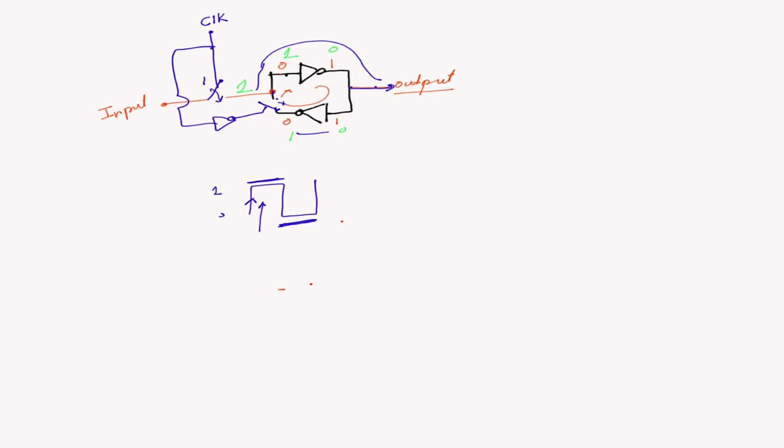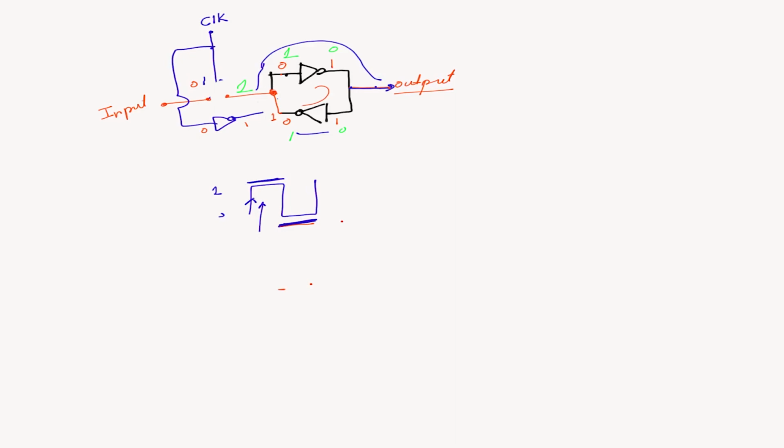Let's see what happens when the clock is 0. When clock is 0, this turns off. And when this is 0, this is 1, this is on. Now we have this thing completely disconnected, and we have this thing connected. So now it acts as a storage element. Whatever the last information that we wrote on this node, this circuit will store that. So during 0, our information on the output doesn't change.